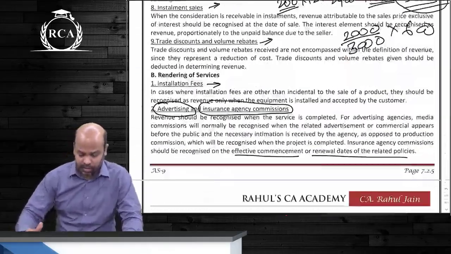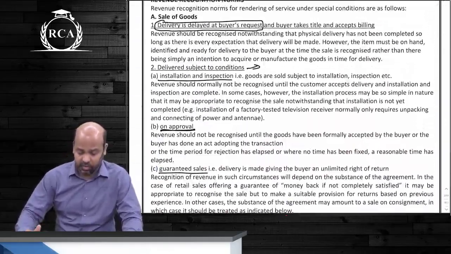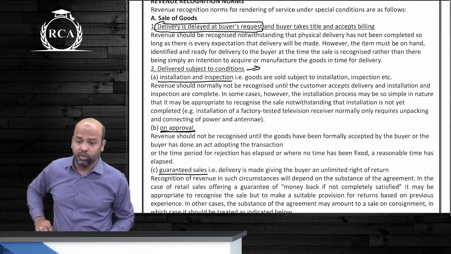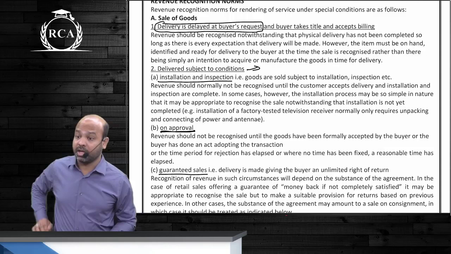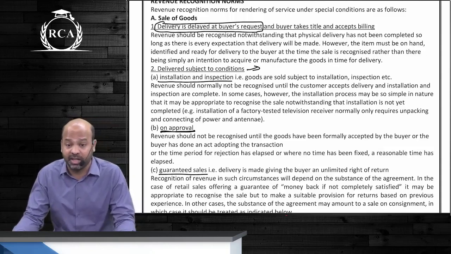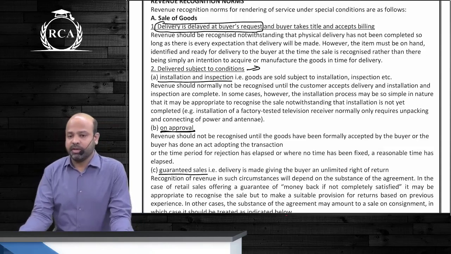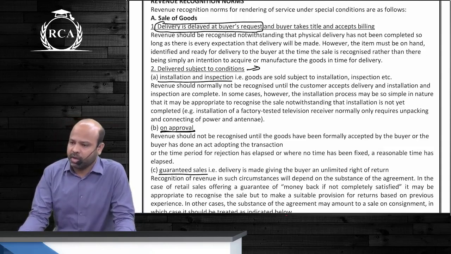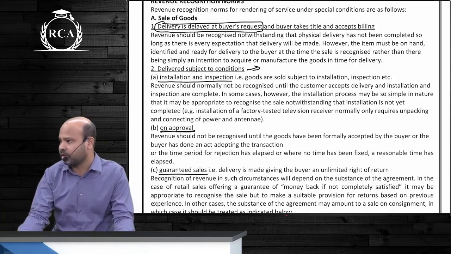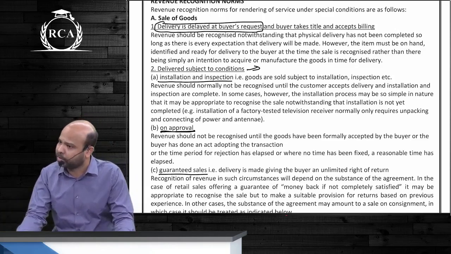Now, the first one was if there is delayed delivery at buyer's request. I said if the goods have already been manufactured and are earmarked for delivery, when I say earmarked for delivery, they should be set aside for delivery, then even if the delivery is delayed at buyer's request, you should book revenue provided the title in goods, that is the effective risk and rewards of ownership, are transferred to the buyer.